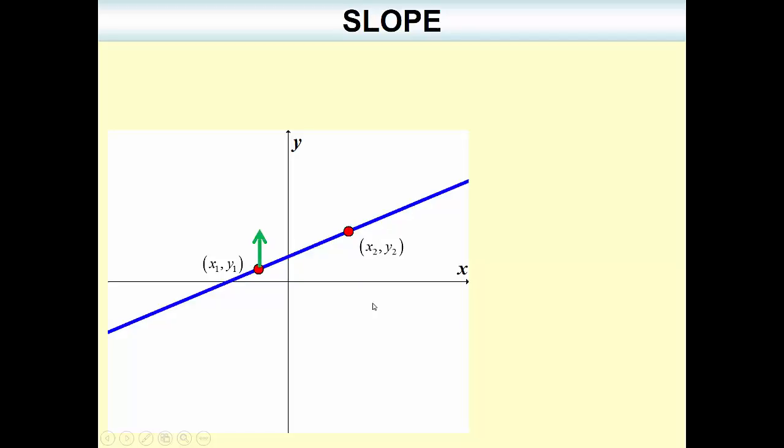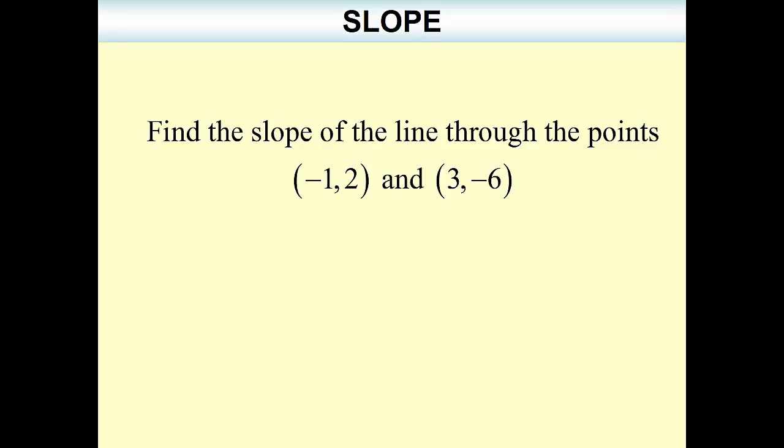And so, according to our formula, the rise would be the difference in the y values. Ending y value minus beginning y value. And the run would be the difference in the x values. Ending x value minus beginning x value. And this is the formula that we call the slope formula. Now that is on the formula sheet, so you don't need to bother memorizing it, but you do need to know what to do with it.